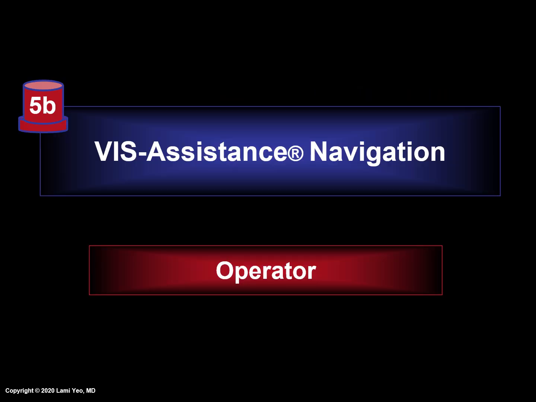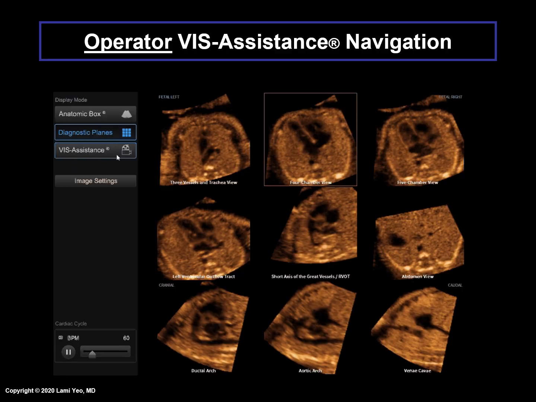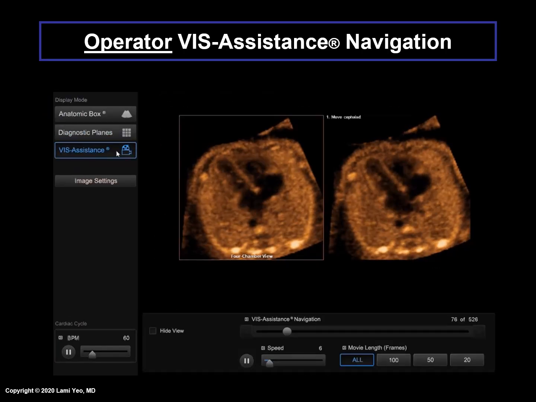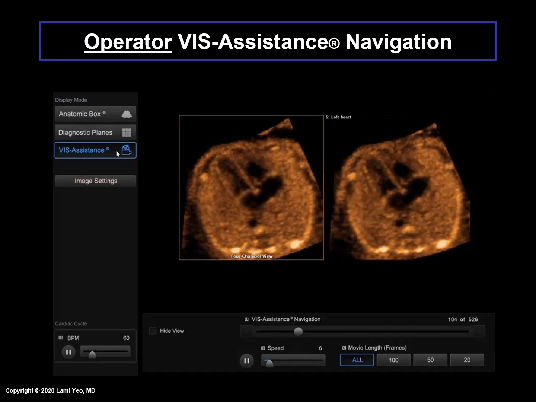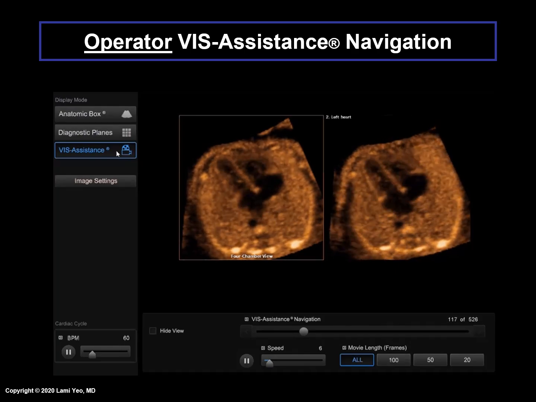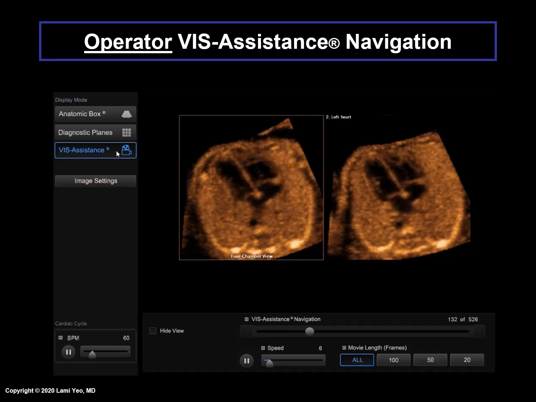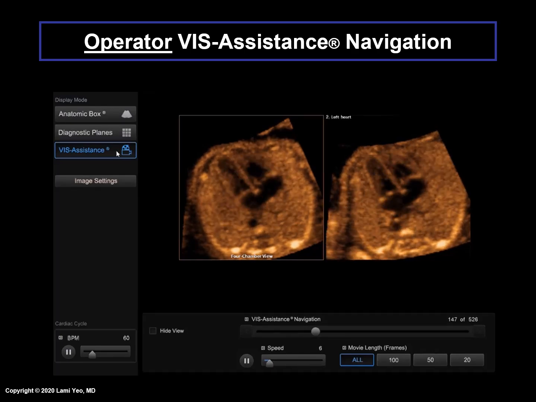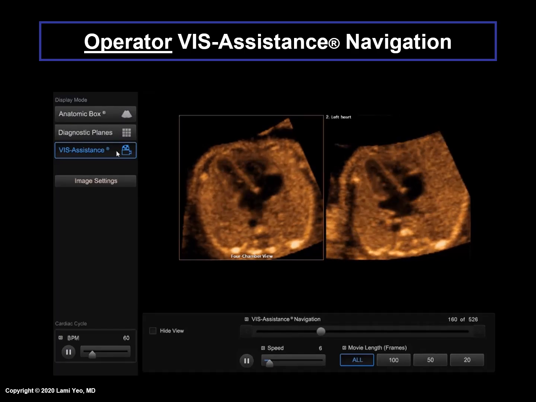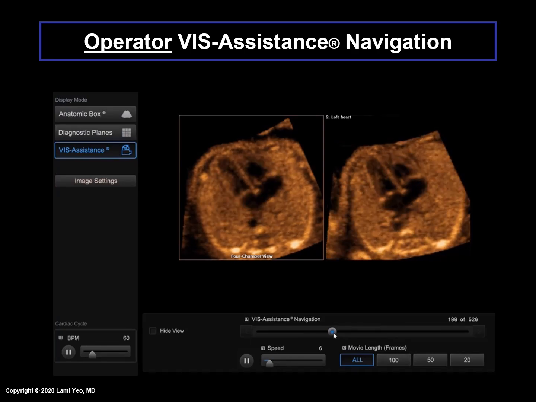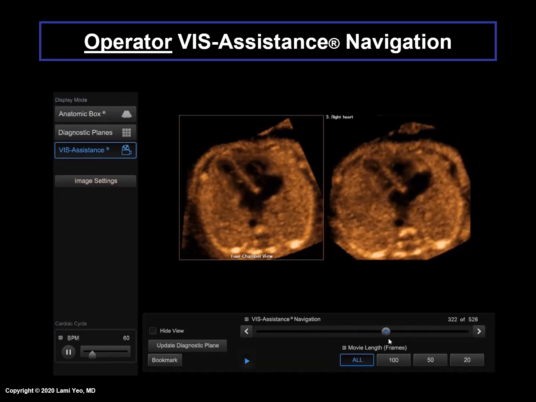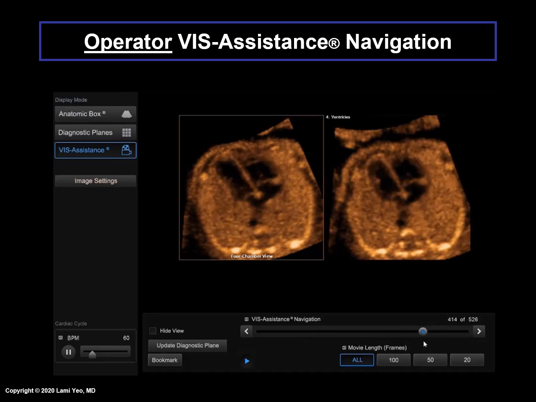Let's now review the knobology of operator navigation through the VISA video clip. In this example, initially there is spontaneous VISA Assistance navigation, but at frame 180, the operator grabs the slider button and navigates through the video clip. Notice that the knobology panel changes as soon as the operator performs the navigation.